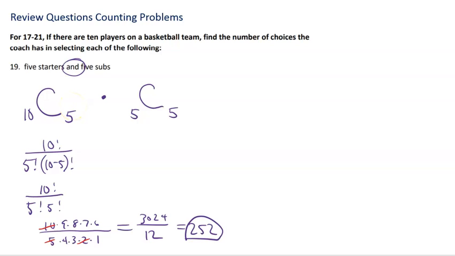Now, switching colors on you, let's do a combination of 5 choose 5. Remember, that's 5 factorial over 5 factorial times 5 minus 5 factorial. Well, let's think about this.